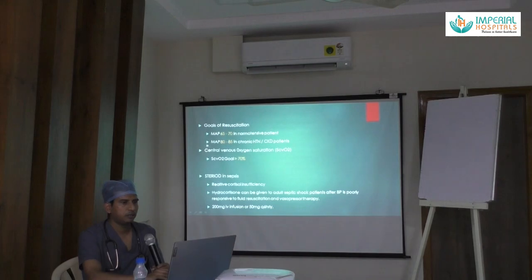Goals of resuscitation: mean arterial pressure should be more than 65 to 70 in a previously normotensive patient, with no comorbidities, no history of hypertension. Where a patient with chronic hypertension or CKD presents in shock, mean arterial pressure should be maintained at more than 80. Central venous oxygen saturation target should be more than 70%. And the role of steroid in sepsis: sepsis is a relative cortisol insufficiency situation. Hydrocortisone is usually advised if shock doesn't resolve even with vasopressor support. We can give 200 mg as infusion or 50 mg every 6 hourly.